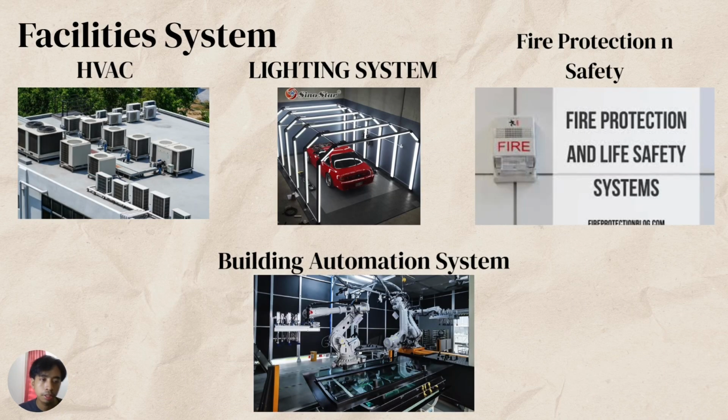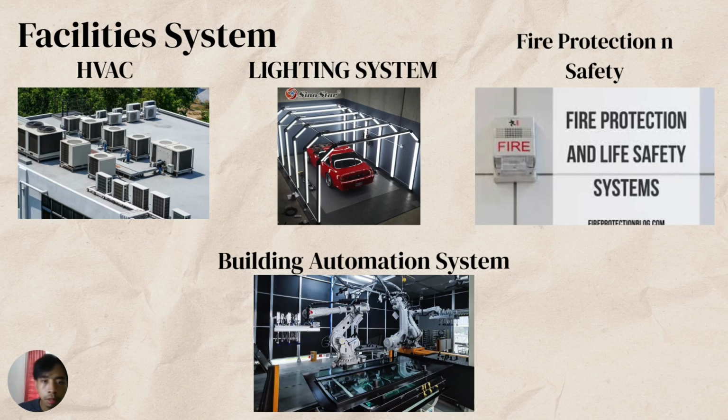So next we have the facility system. In the facility system we need to have HVAC, which is heating, ventilating, and air conditioning. This is very important to make the facility comfortable, not too hot and not too cold. And then the lighting system is very important also, to reduce injuries during work and also improve productivity.